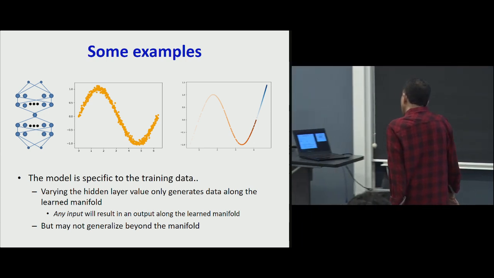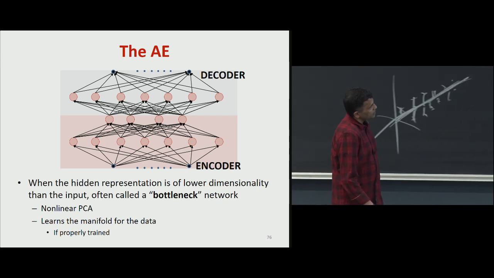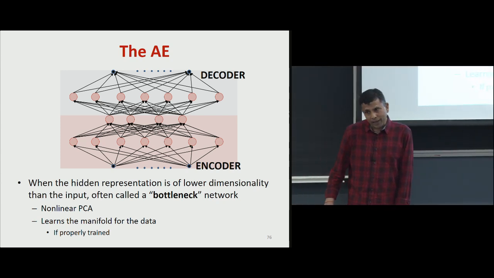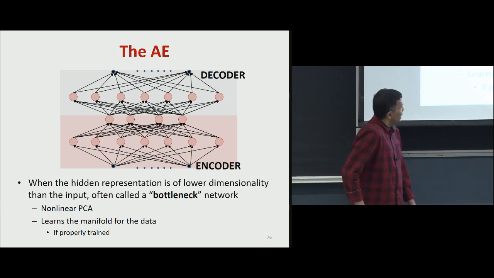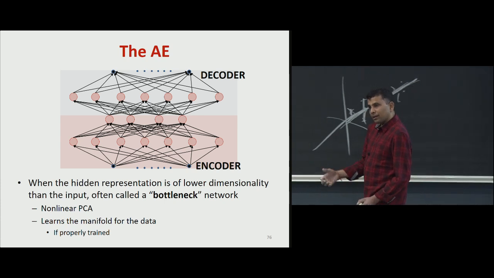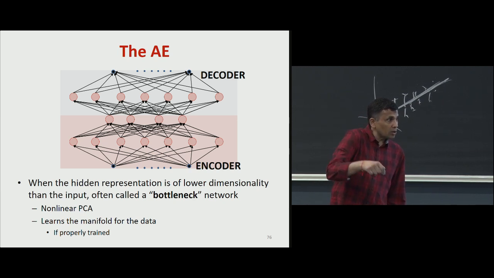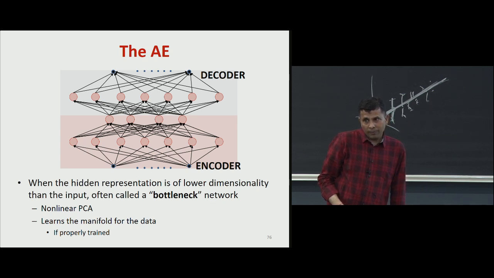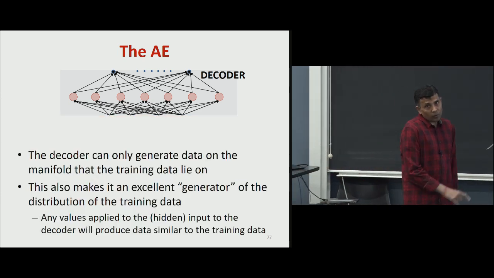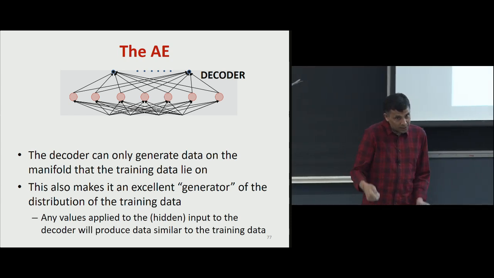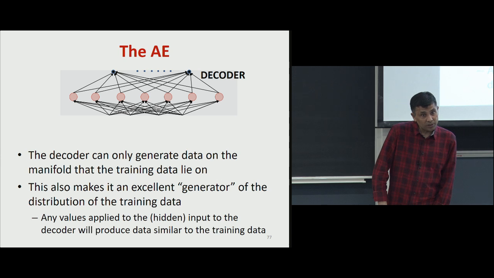Under those ideal circumstances, what you expect is that the hidden representation, which we will call the bottleneck layer, captures the position on this nonlinear manifold that the data lie in. If properly trained, the encoder will find the position of any training input. The decoder can reconstruct the location on the manifold. But then something else happens, which is that the decoder can now only generate data on the manifold that the training data lie on. It cannot generate things outside this manifold. Which means I can use it as an excellent way to generate data on the training manifold.